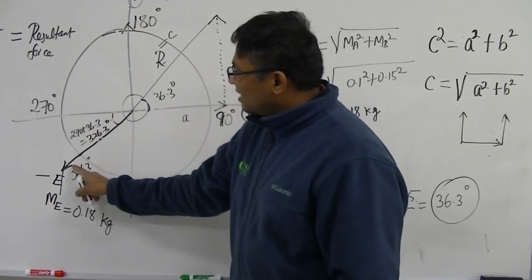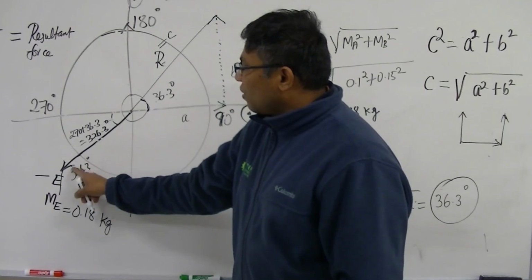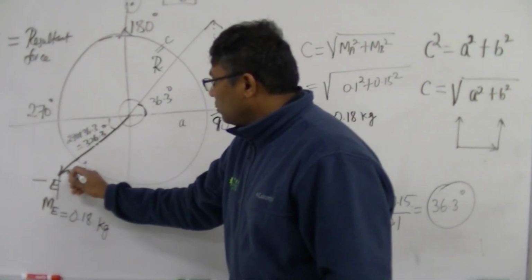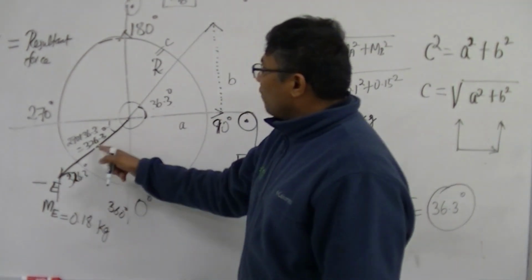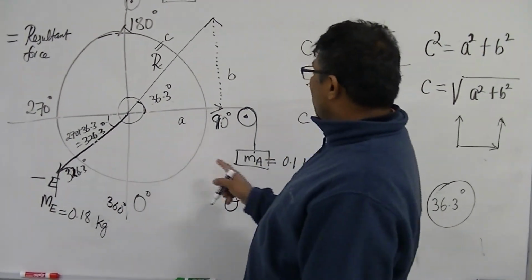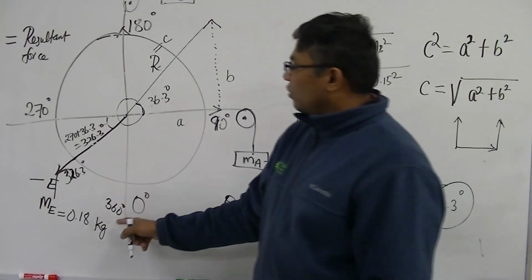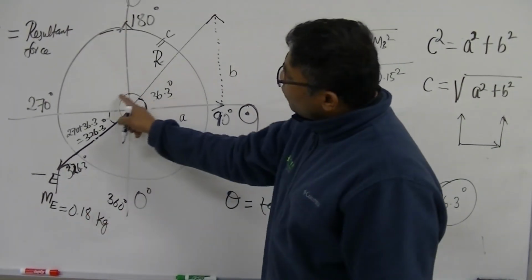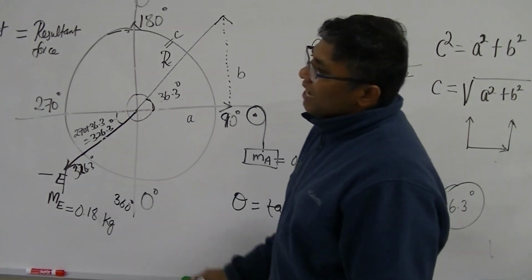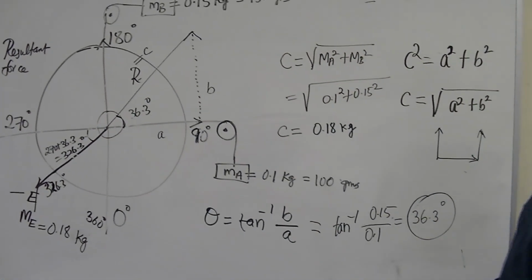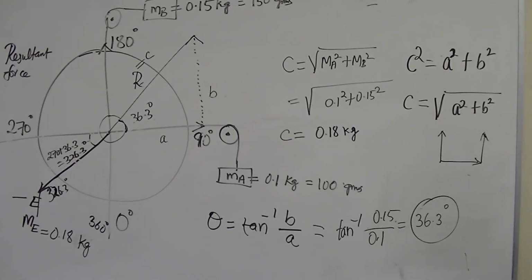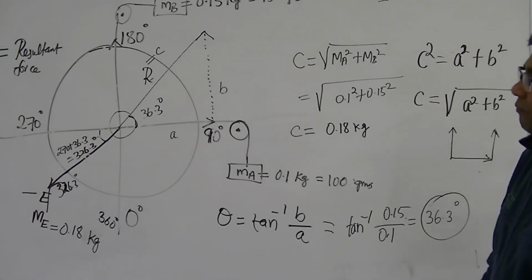So when you place the pulley around 326.3 degrees and apply a force of a mass of 0.18 kilograms, the ring will come to the equilibrium position. And this is a Pythagorean theorem way of demonstrating the resultant force.